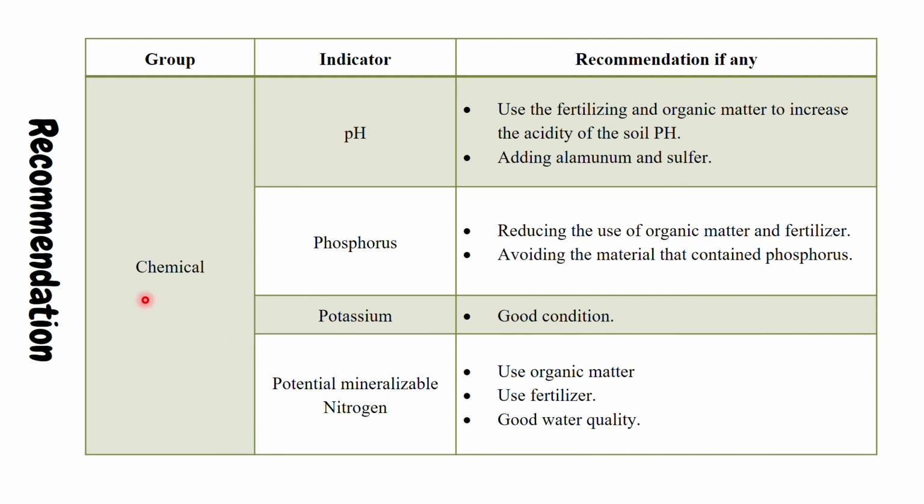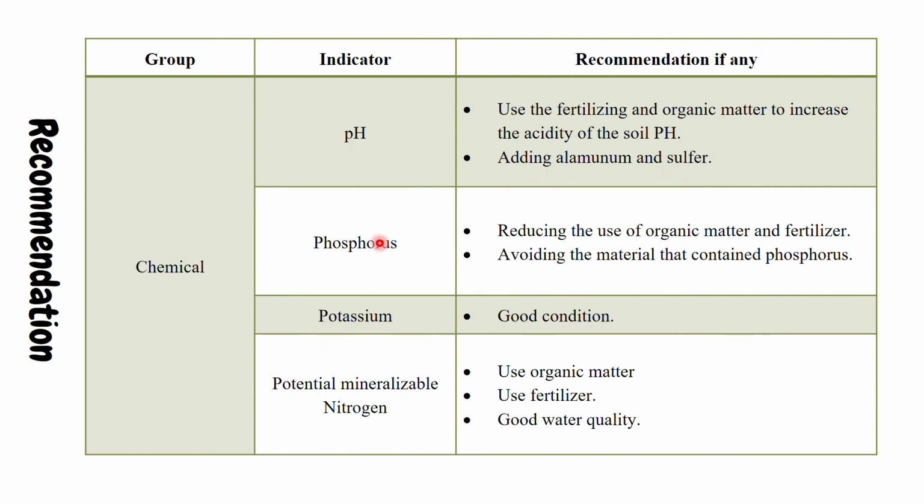The last one is the chemical group indicators. For example, for the pH, they recommend using fertilizer and organic matter, and also adding aluminum sulfate to increase the acidity of the soil pH.